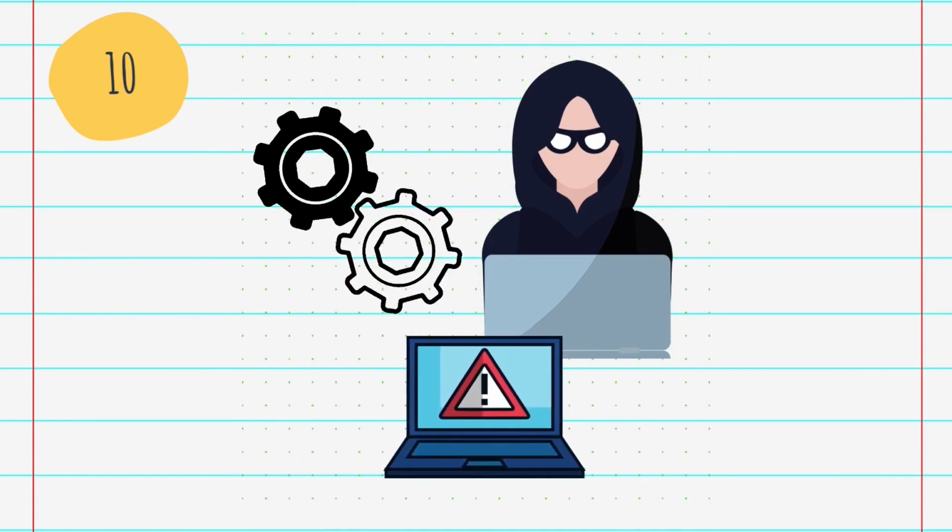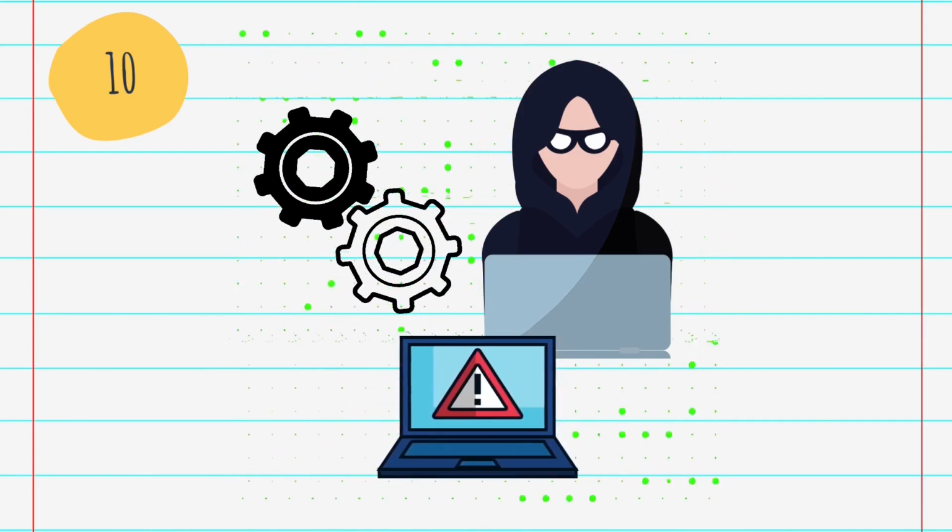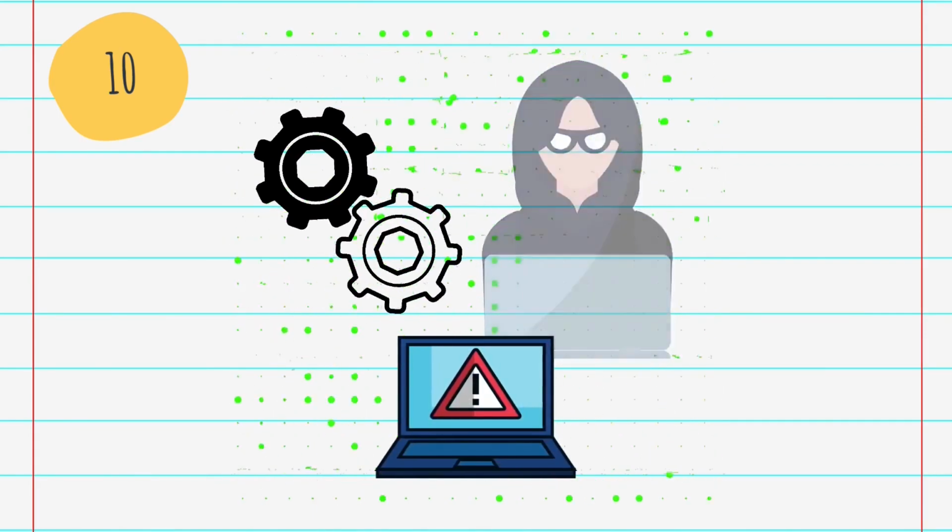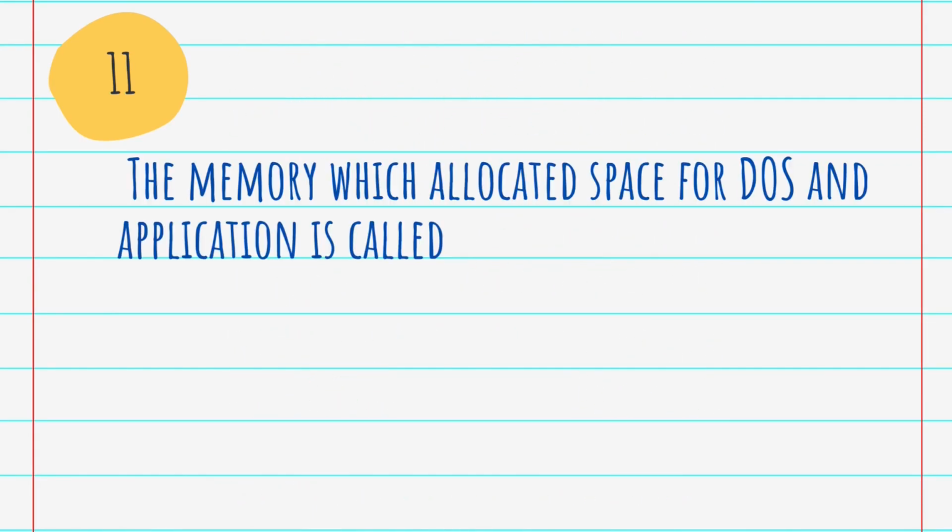Virus scanning only checks and searches through your system to locate and remove any malicious threats on your device. Okay. Then question number 11: the memory which allocates space for DOS and application is called conventional memory. Actually, conventional memory is the read-write memory directly addressable by the processor for use by the operating system and the application program. That's why our answer is conventional memory.